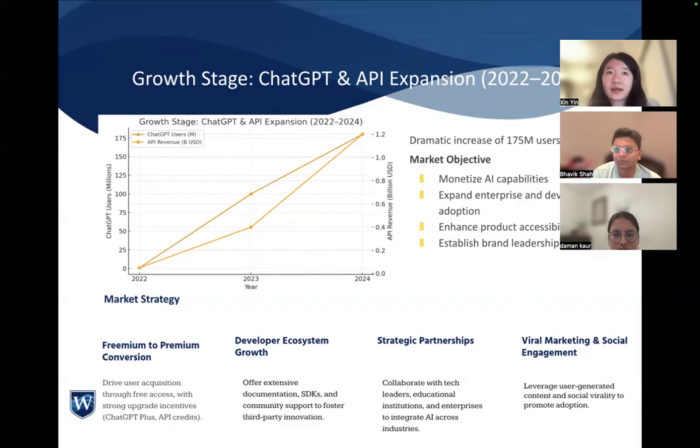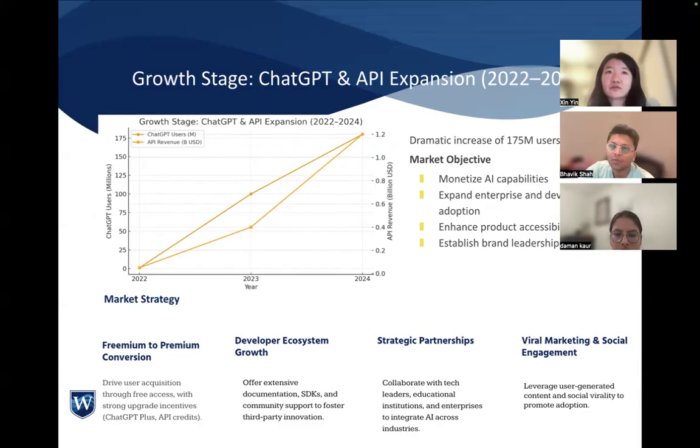Also, the OpenAI API evolved into a major commercial product. Enterprises and developers began integrating AI into their applications. This drove API revenue from under 100 million in 2022 to over 1 billion by 2024.